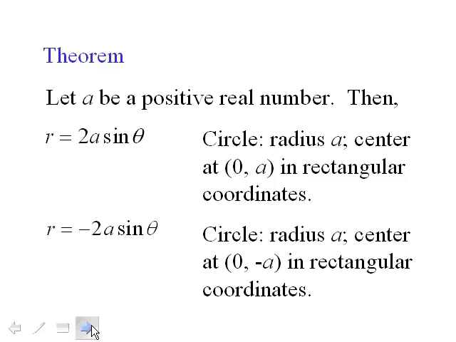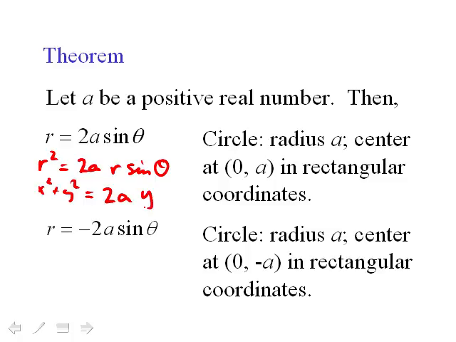So what's the general result? Let a be a positive real number. Then r equals 2a times the sine of theta is a circle of radius a, center at 0, a in rectangular coordinates. This comes from writing this equation as r squared equals 2a r sine theta. That is x squared plus y squared is the r squared, and 2a times r sine theta is 2a y.